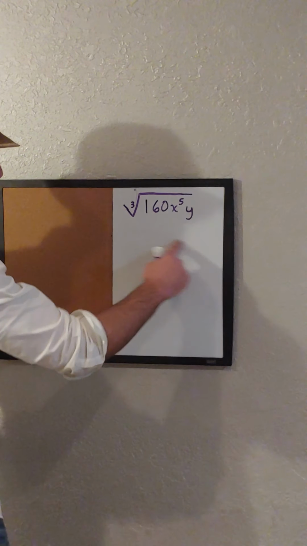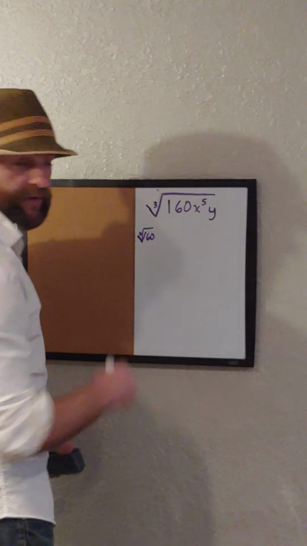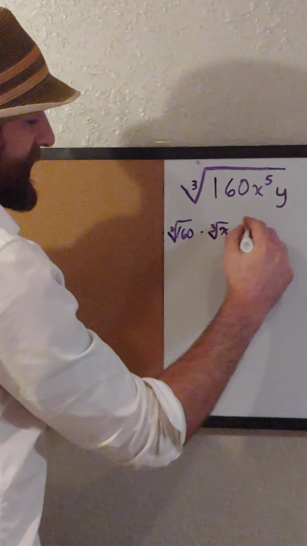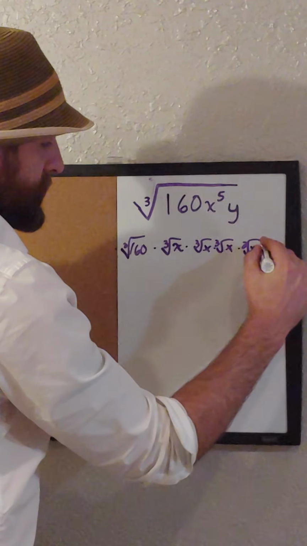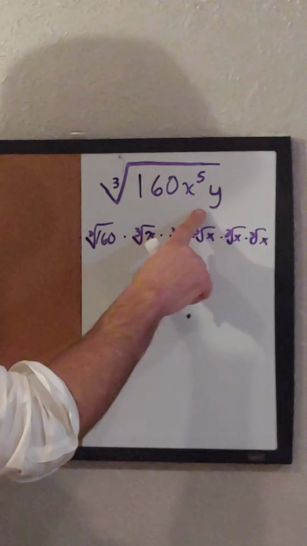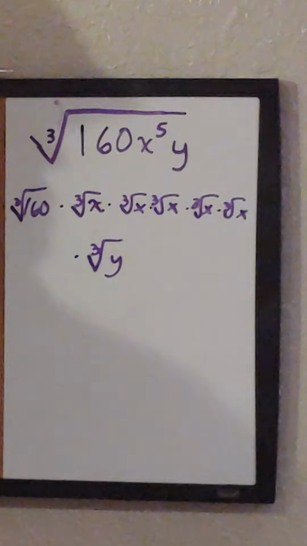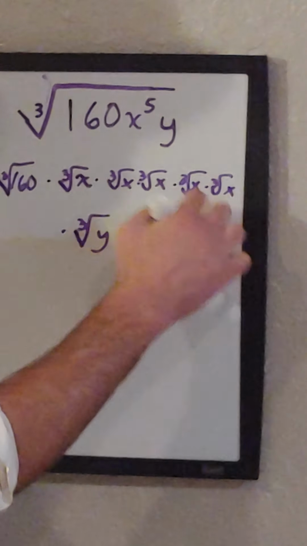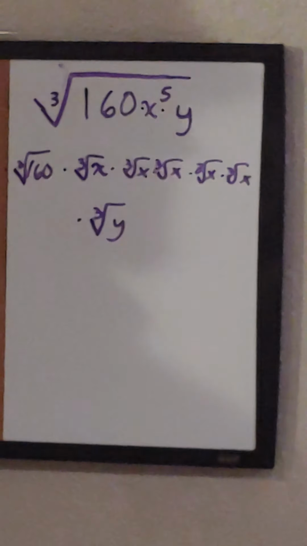Okay, so what you want to do in a situation like this is break everything apart. So we've got the cube root of 160, and my x to the fifth, I'm going to write that out 5 times. And then we've got this y right here as well. So again, 160, x to the fifth means 1, 2, 3, 4, 5 of those. And then we have just a y here. Keep in mind there are invisible times signs there and there as well.